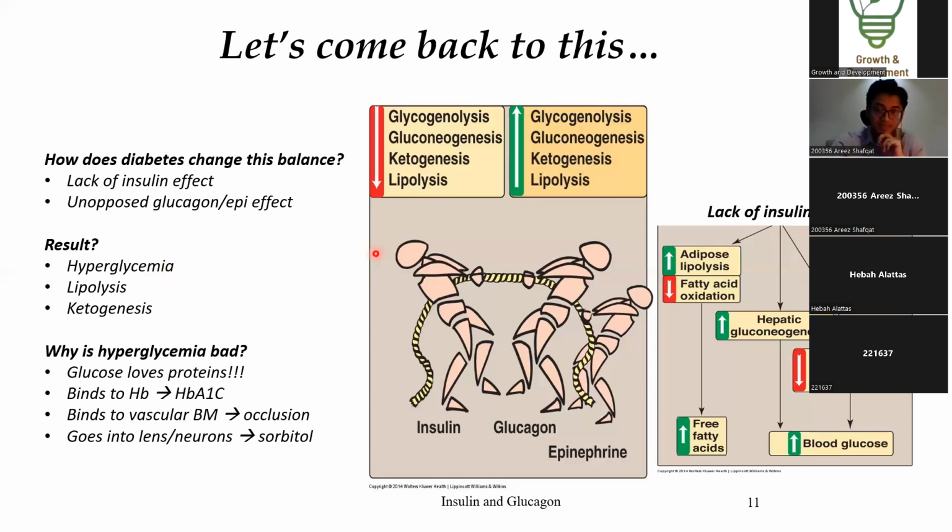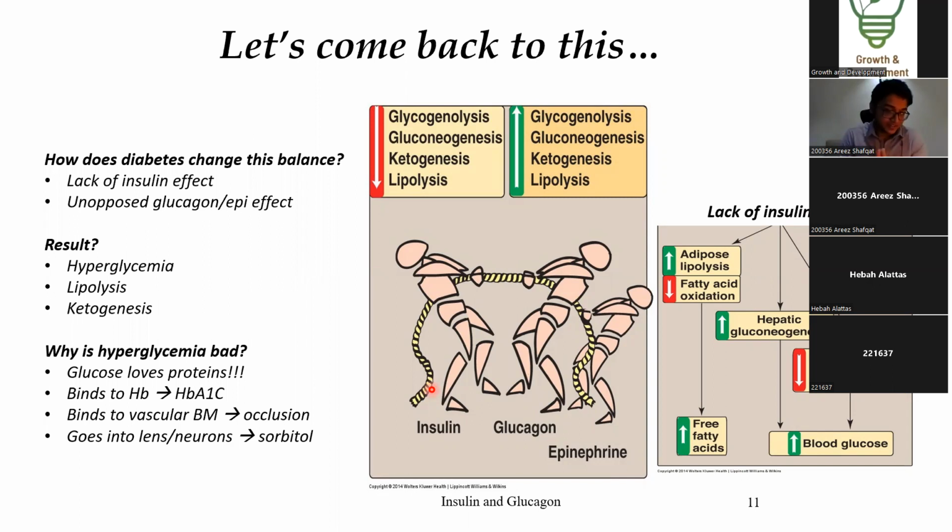Clear? Yeah. So it is just this diagram. Because of lack of insulin effect, you will decrease glucose uptake by muscle and adipose, increase hepatic gluconeogenesis, and increase lipolysis. So you have elevated free fatty acids, which can go to the liver to be converted into ketone bodies. Plus you have hyperglycemia. Now, why is hyperglycemia bad for the body?